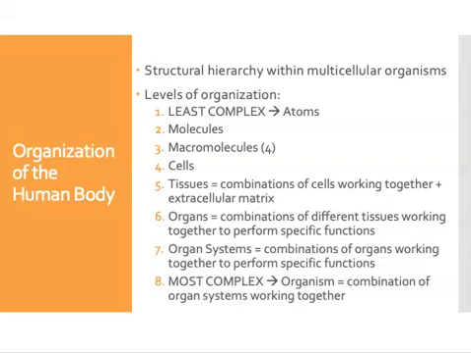And of course, sometimes different organs come together and combine with each other to perform specific functions as well. We refer to those as organ systems. And then finally, the different organ systems will come together in order to create the entirety of the human being, or what we would call the organism. So from the least complex atom to the most complex organism, we have levels of organization inside the body.